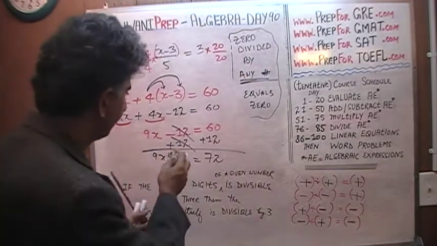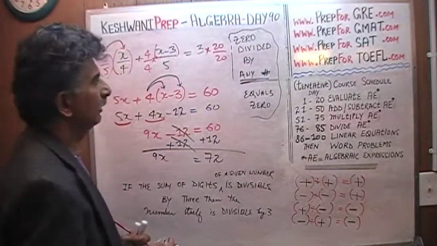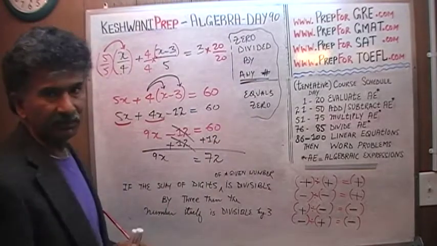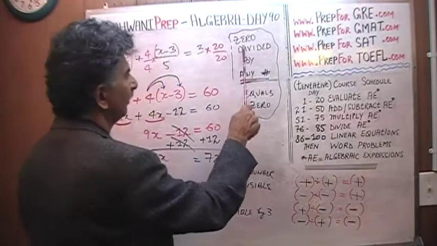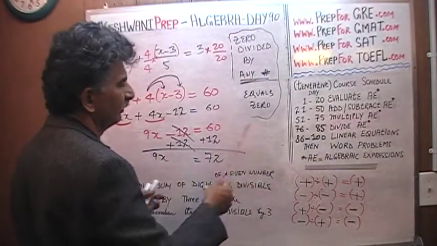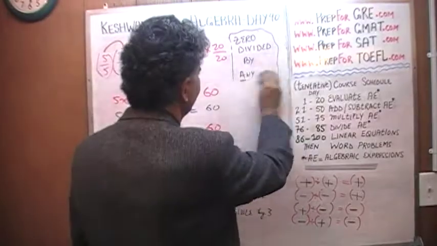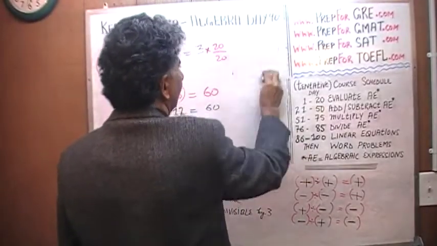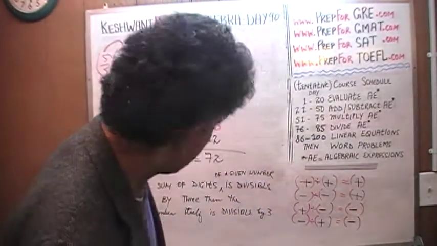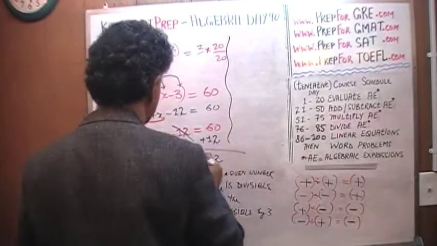I don't want to erase this thing. Let's leave it there. We can erase this part; we don't have to worry about it. We already know that 0 divided by any number is 0. Let's erase that, and we're going to continue our work here.